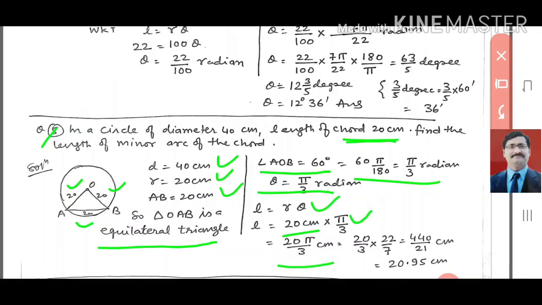So you get 20 pi by 3 centimeter, and for pi you can put the value 22 by 7. So you get 20 by 3 into 22 by 7, that is 440 upon 21 centimeter, and you solve, you get 20.95 centimeters. So here the length of arc we get 20.95 centimeter. Hope you understand this.